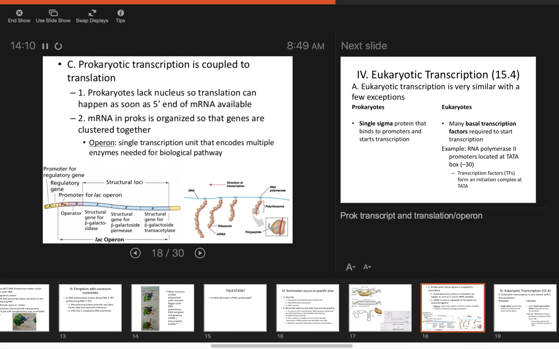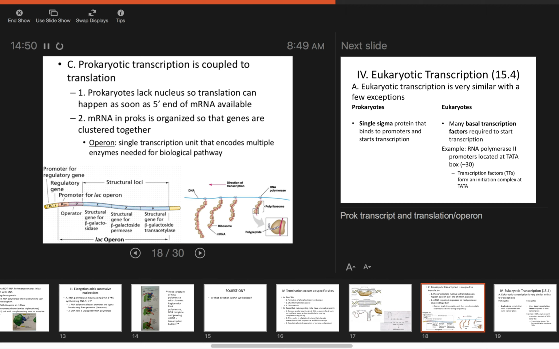Now, prokaryotes are different from eukaryotes. How are they different? Eukaryotes have a nucleus. Prokaryotes don't, and this is the reason why transcription is coupled with translation. There's no nucleus. So in prokaryotes, transcription happens in the cytoplasm, translation happens in the cytoplasm. They basically happen simultaneously. I guess not at the same time, but transcription starts and then translation starts immediately. So prokaryotes don't have that nucleus. As soon as it's transcribed, it gets translated.